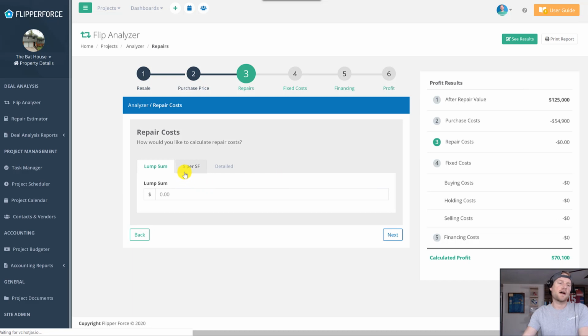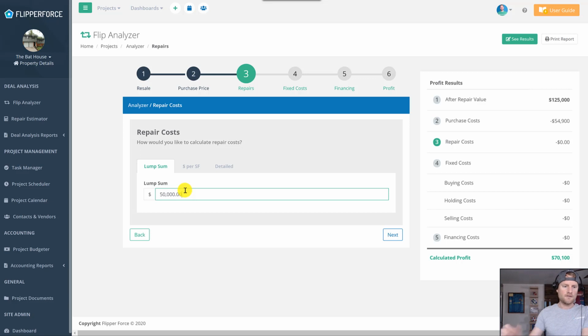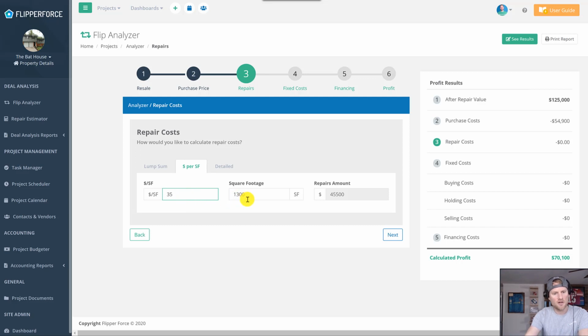So you can see we've got a couple different options here for plugging in your repair costs. You could plug in just a simple lump sum number. If you just wanted to plug in $50,000 for the repairs, you could do it that way. Otherwise, you can do a dollar per square foot. So if you've got a good budget number for a dollar per square foot, you'd basically plug that in. $35 times 1,300 square feet in this property is equal to a $45,000 budget. So I wouldn't recommend using the dollar per square foot number unless you really understand what that means.